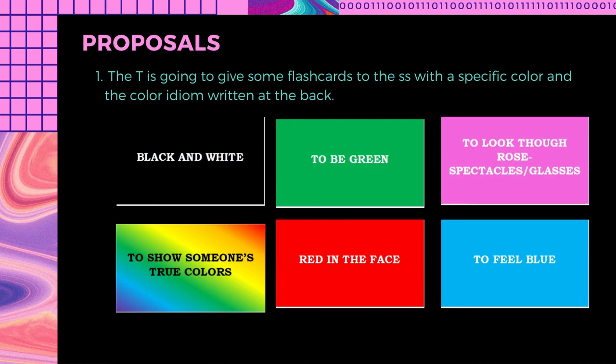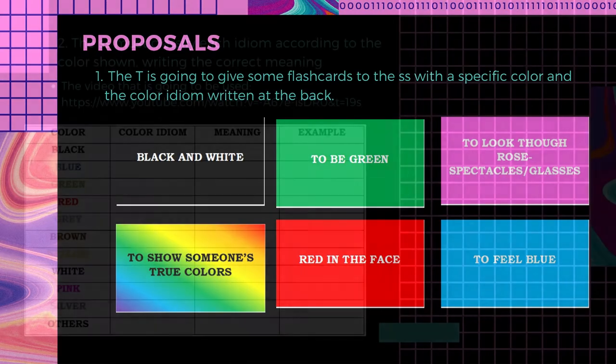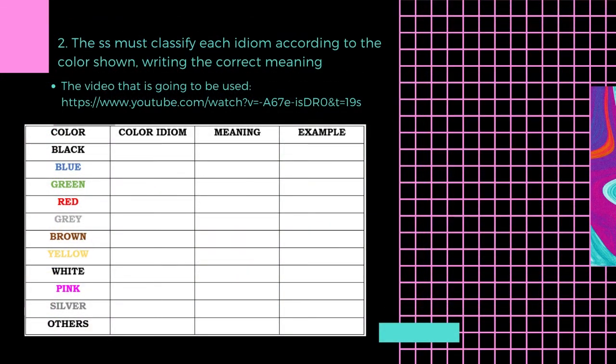For the second activity, the students will watch a video. Then they must classify each idiom in the chart according to the color shown, writing the correct meaning. After that, they will give some examples out loud using what they have learned. In this activity, the students will recognize each color idiom and its meaning with the information given in the video.